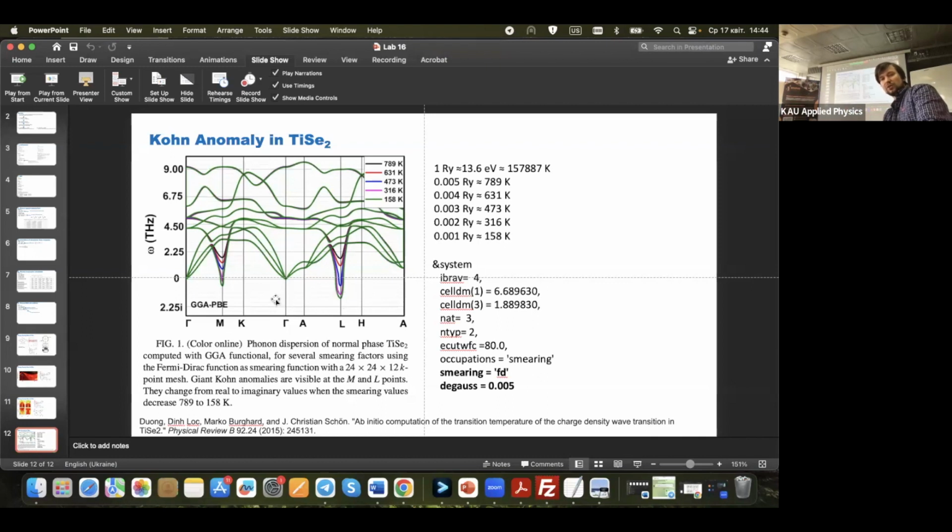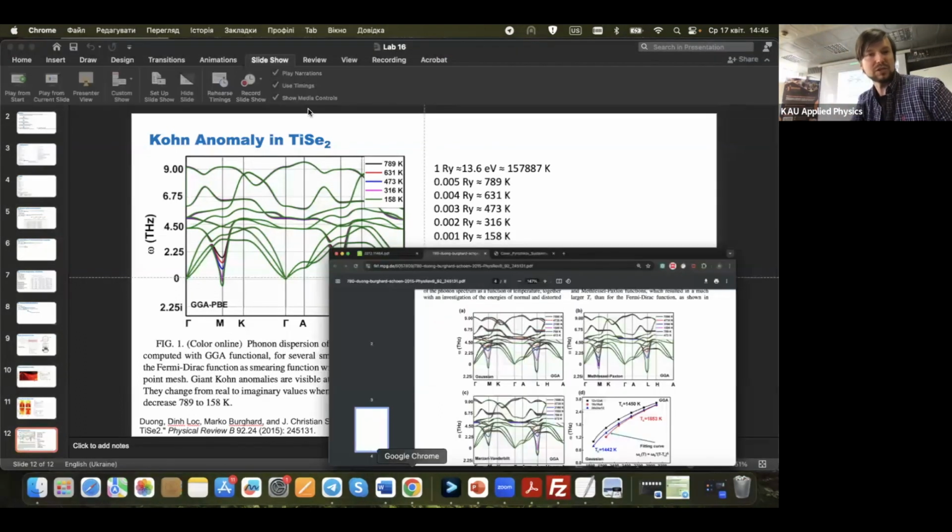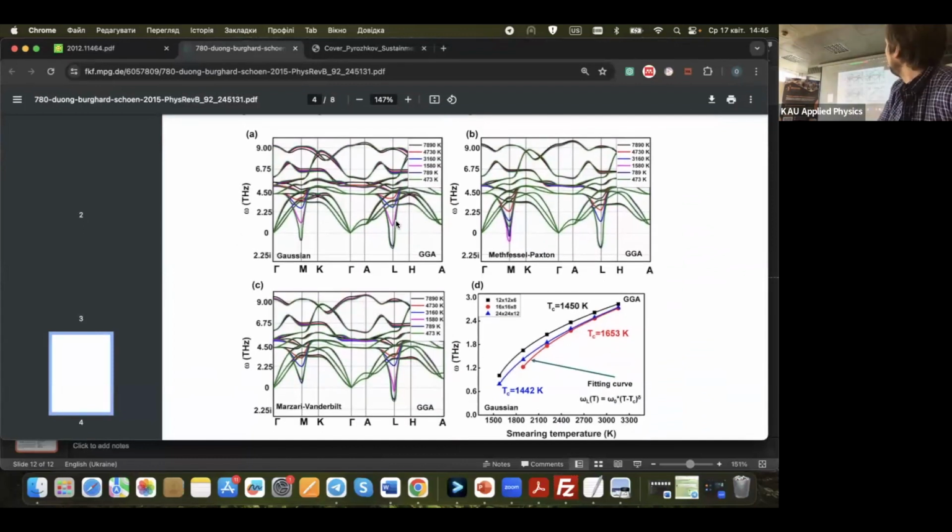And you see this calculation, I reproduced it, and then we together reproduced this for 0.005, 0.01, and 158 Kelvin for Fermi-Dirac smearing. But in this Physical Review B paper from 2015, they also made the calculation for other smearing methods like Methfessel-Paxton, Gaussian, and Marzari-Vanderbilt. And I propose you take it as homework. Take one of these smearing methods, I will propose in our Telegram chat which one to take, and make the calculation for 0.005 and 0.001, and see what will happen. They should be different in some ways.